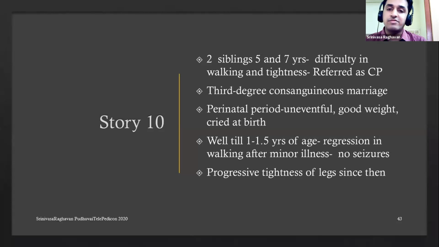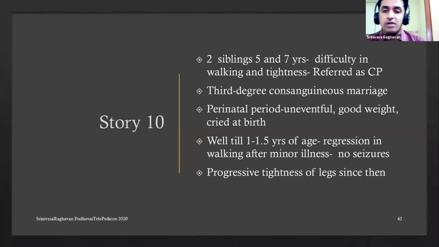Here is a story of two siblings who were referred to us as cerebral palsy. Both were 5 and 7 years of age. They had difficulty in walking. They had tightness on examination, and hence they were diagnosed as cerebral palsy. But probing the history further, these were born to a third-degree consanguineous marriage. The perinatal period was uneventful. They were good weight children, and they had cried at birth.